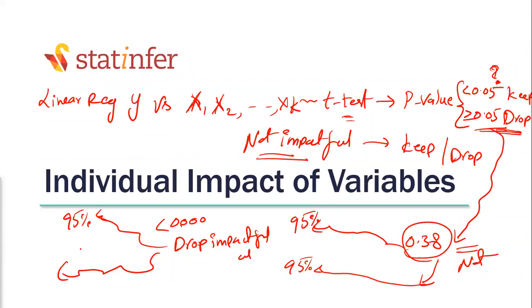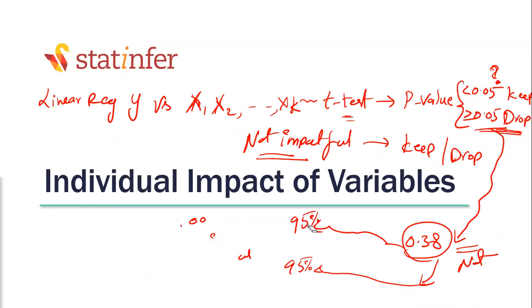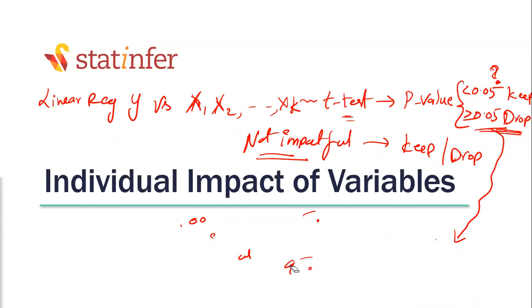If you drop a variable that is impactful from the model, what will happen to your R square? R square decreases. The decrease will be significant, more than 5%. In fact, we have seen that example: R square decreased significantly from 95% to 78%. So that is the story of the p-value, which tells us whether a variable is impactful or not. Empirically also we have tested that it works.